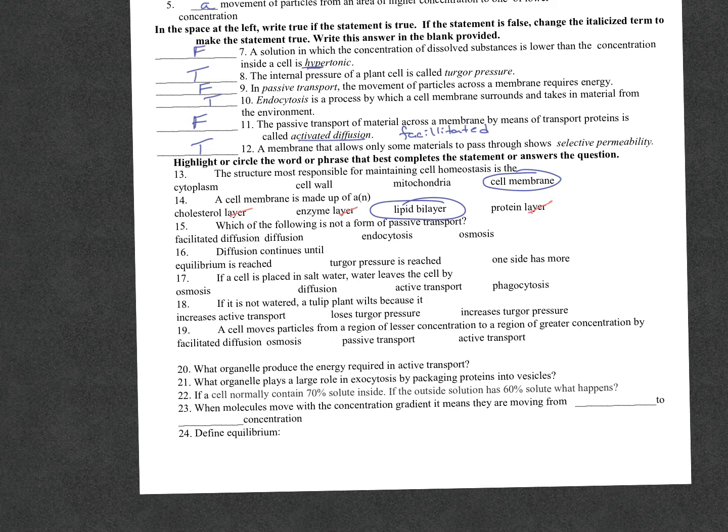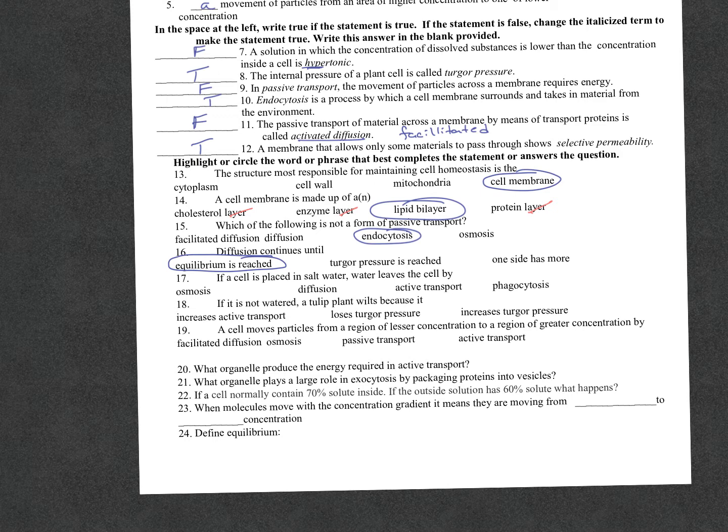Which of the following is not a form of passive transport? Endocytosis, right? We talked about that. A lot of energy goes into that. Diffusion continues until equilibrium is reached, and then you get what's called dynamic equilibrium. There's movement on both sides.